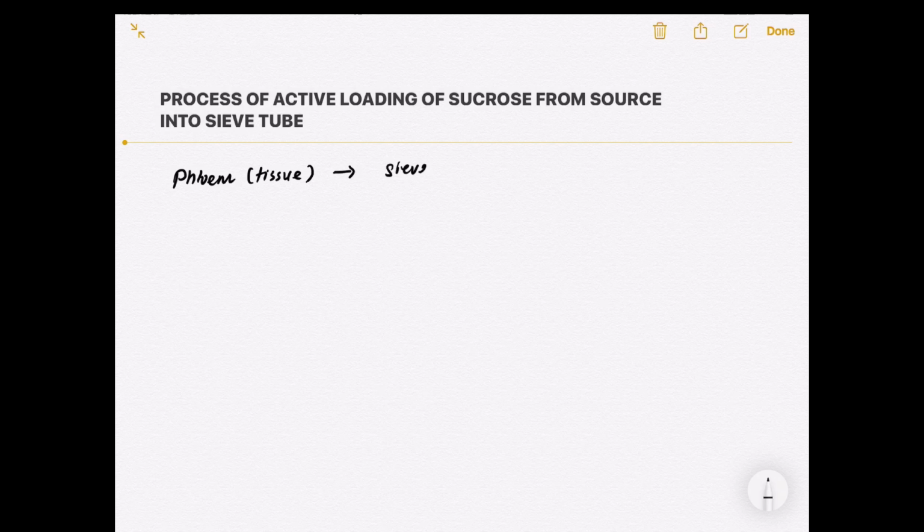So now I'm going to start with the process of active loading, but before that, just an intro about the structure. So we know that actually phloem is actually a tissue. And this particular tissue is made up of sieve tube, sometimes some call it sieve tube element, and companion cell. So these two types of cell will form your phloem tissue.